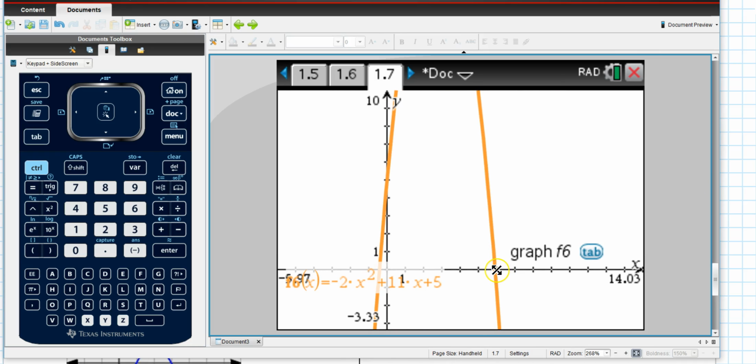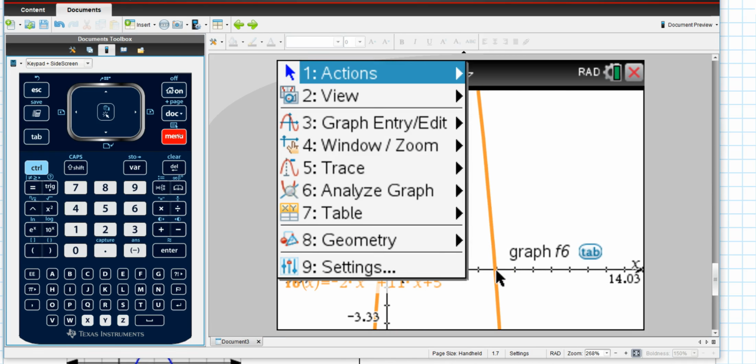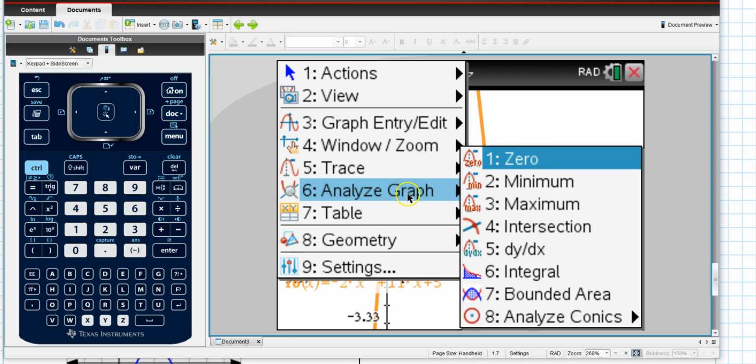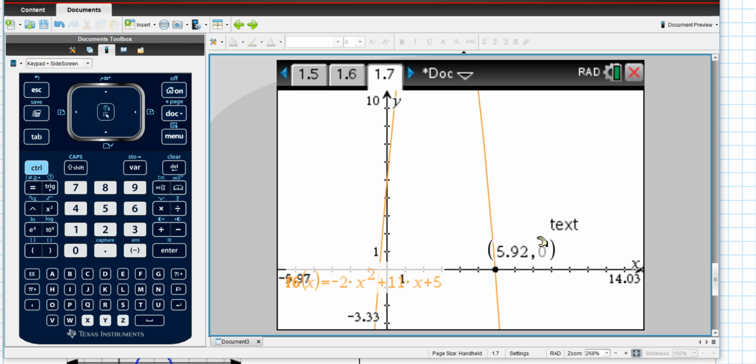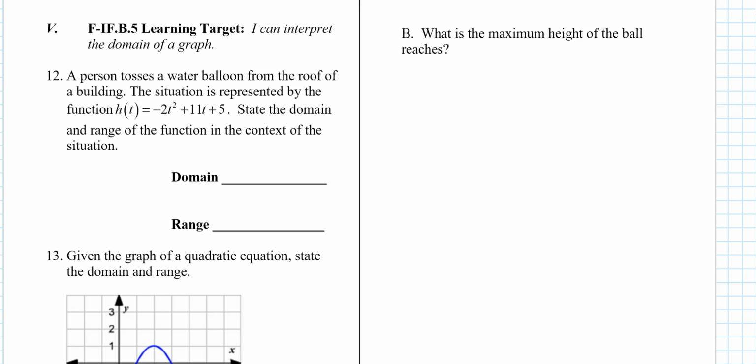So what we need to do is find that point right there. So menu, analyze graph, that's a zero, and that's at 5.92 seconds. So my domain goes from 0 to 5.92, and they both get brackets.